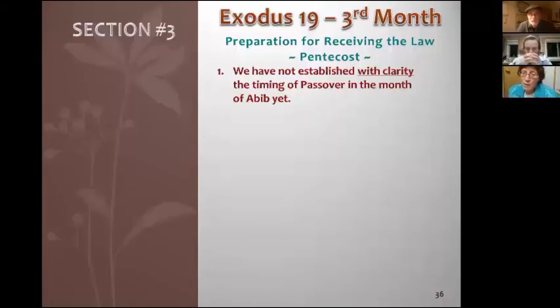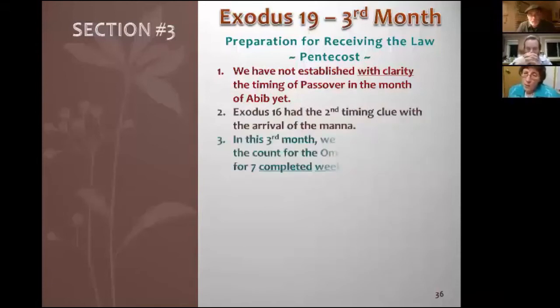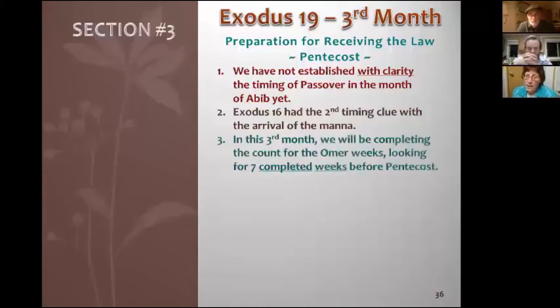But I want you to remember, we still have not established with clarity the timing of Passover in the month of Abib. We're still making an assumption. In Exodus 16, it had the 2nd timing clue with the arrival of the manna, and of course the quail as well. And in this 3rd month, we're going to be completing the count for the Omer weeks, and we want to find 7 completed weeks before Pentecost.